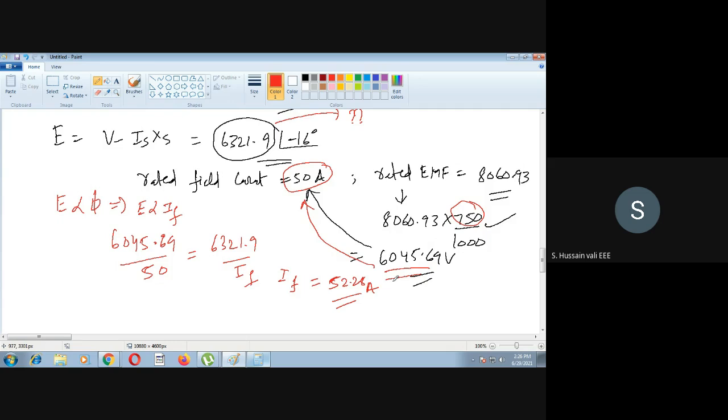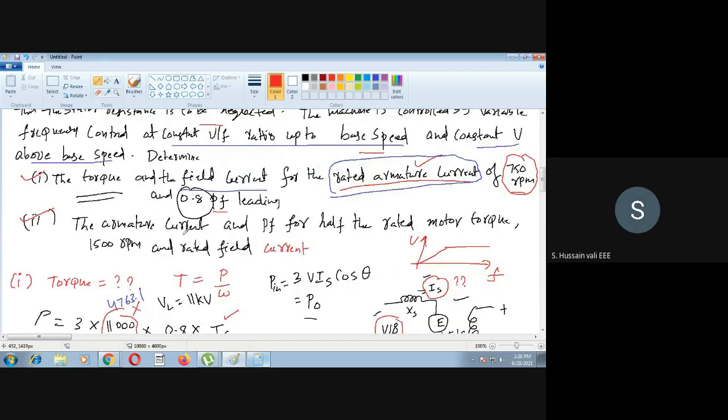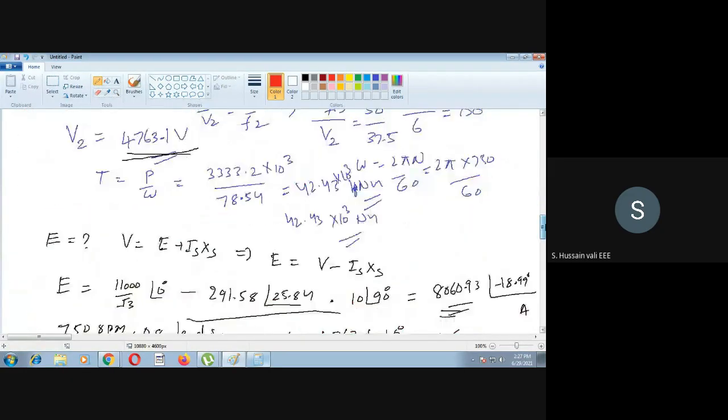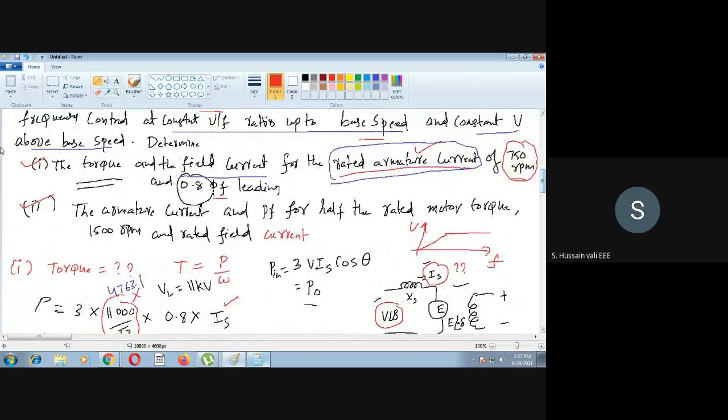Now the next question: what is the next question you see? You have to find out the armature current and power factor for half the rated motor torque, 1500 rpm and rated field current. That's important. So better we'll bring this statement.